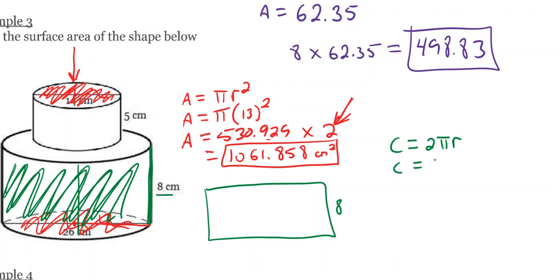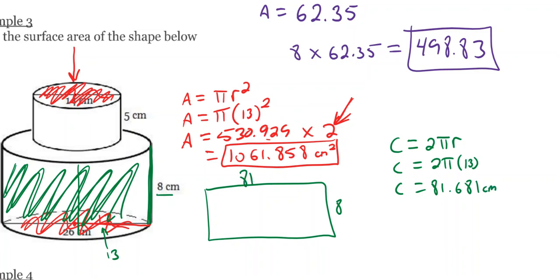So here, let's just put it in. We'll go 2 times pi times the radius, which we said was 13. It got scribbled out there, but that was 13. So 2 times pi times 13, and we get 81.681 centimeters. That's this top.